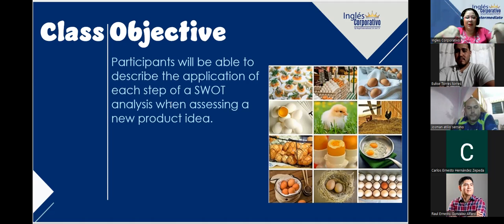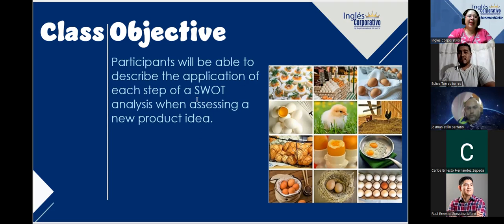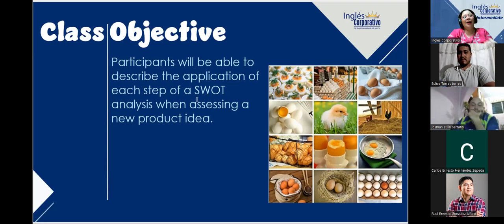But in the context of describing the application of each type of a SWOT analysis, okay? This is a SWOT analysis when assessing a new product idea. So we are on the same topic about marketing and all of that, okay? We are trying to continue with the product development process. So this is a part of it. We have to make this kind of analysis to put something new in the market, okay? To introduce something new in the market. And not only a product, maybe an idea of business. It's not only a tangible product, but an idea of business.